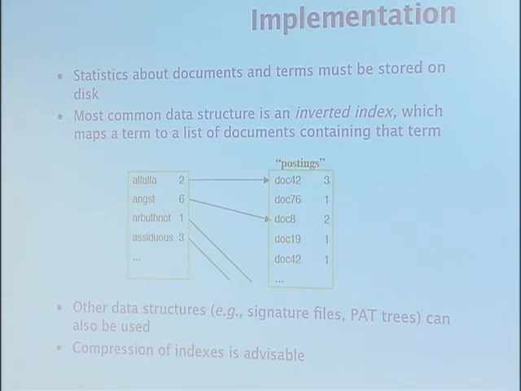So this is the most common data structure for retrieval. There are other data structures you can use, signature files, which is basically a hashing technique, pat trees, and so on. But this is the most common.